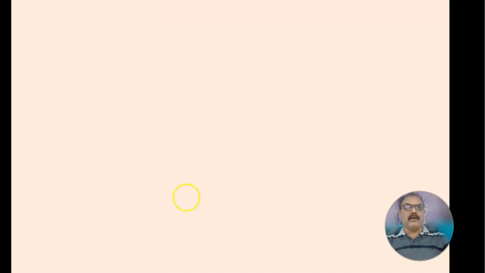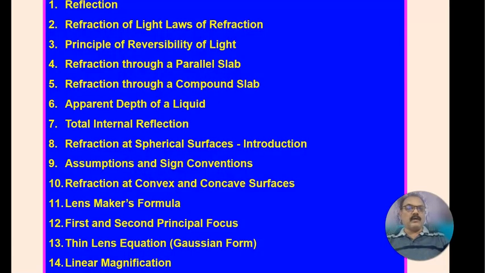Let's start ray optics, the topics which I already gave you in previous videos. Reflection is over, refraction is over, principle of reversibility is also completed, up to total internal reflection and the spherical surface assumptions. Now today I am going to concentrate on the lens maker formula, which is very important, and it comes in every question paper in physics.